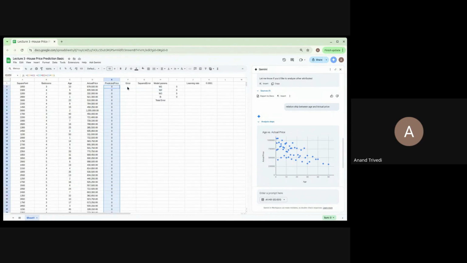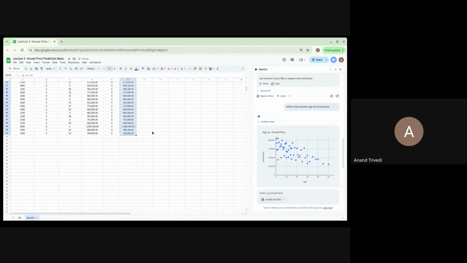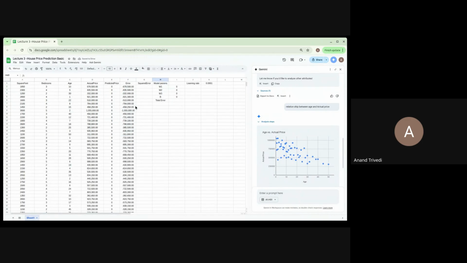Next part is obviously I have not yet predicted, so nothing is going to be here. Next part is my error part, so I'll have to add my error. My error is actually going to be E2 minus D2, that is predicted minus actual, right? This is what my error is going to be. And what I'll do is I will copy it. Done. As of now, it is showing some value.